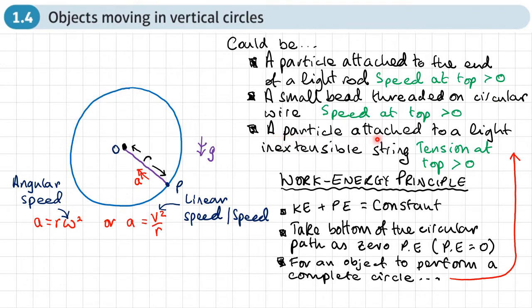However, if it's a particle attached to a light inextensible string, then the tension at the top needs to be greater than zero. Otherwise, it will get to the top and there won't be enough tension to let the particle carry on, and it's just going to go loose. So for that one, it's slightly different, but in all three, we've got this condition where something needs to be greater than zero, either the speed or the tension.